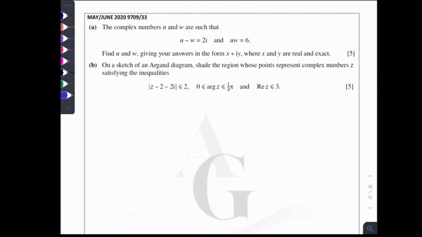Let's try to apply what we have just learned to these past year questions. So have a look here at the May June 2020 variant 33 question. Have a look at part B. Part B: on a sketch of an Argand diagram, shade the region whose points represent the complex numbers that satisfy all these inequalities. So notice here that there are 3 inequalities, and we have to sketch all these 3 in the same diagram. So you just need to prepare one Argand diagram. Label the imaginary axis and the real axis.